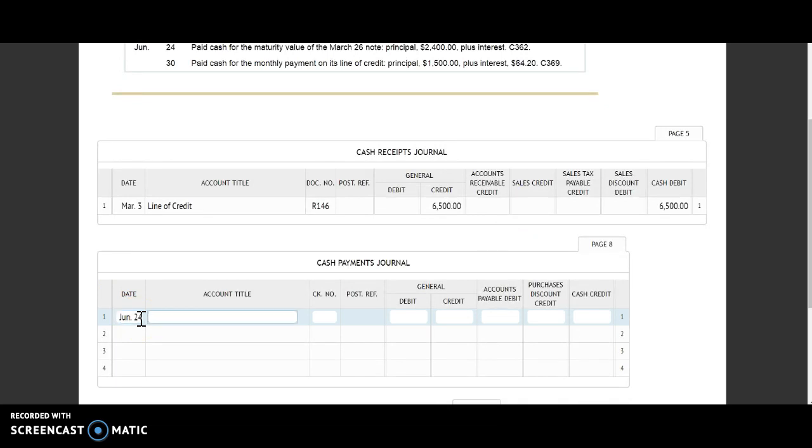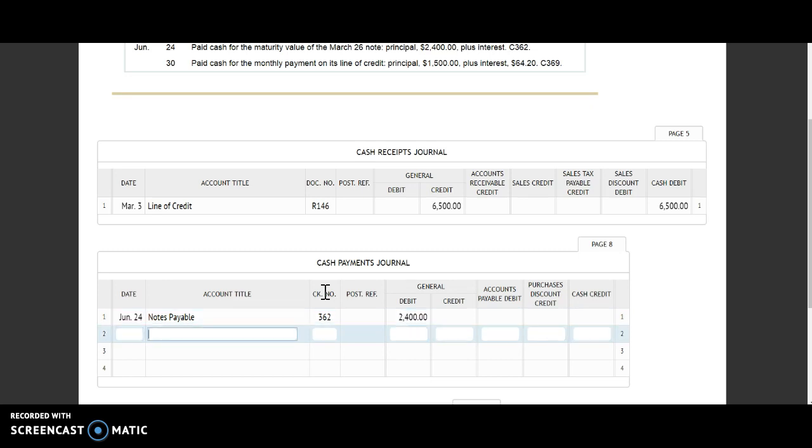I'm paying cash, so I know that I'm going to have a cash credit. What I need to decide here is what I'm going to debit. I'm going to pay off that note, so I'm going to debit my notes payable. I have check 362. Remember here, I don't need to put in that C because it's already labeled as check. So we just put in 362. I'm going to debit that for the principal amount of the note, so that was $2,400.